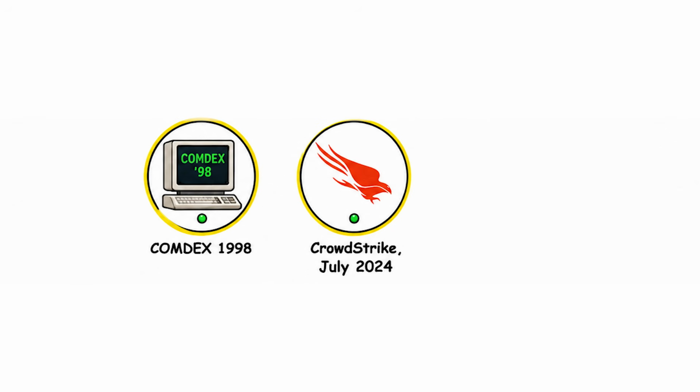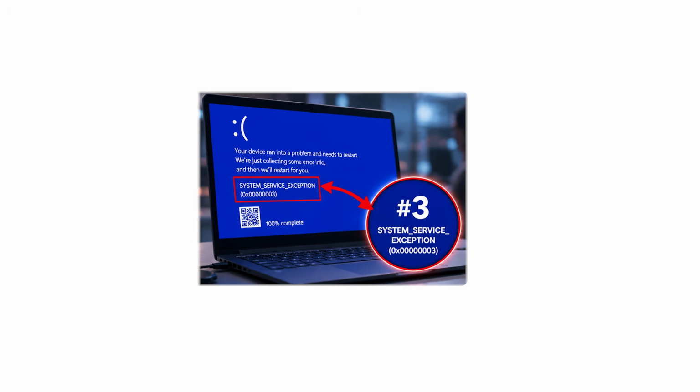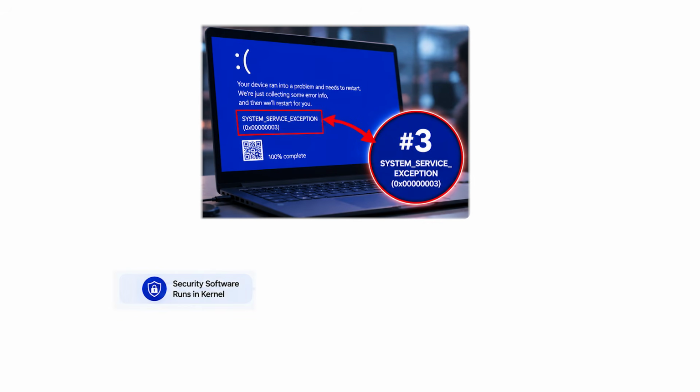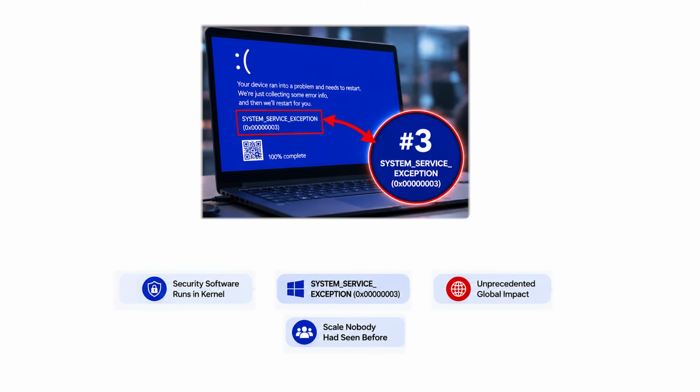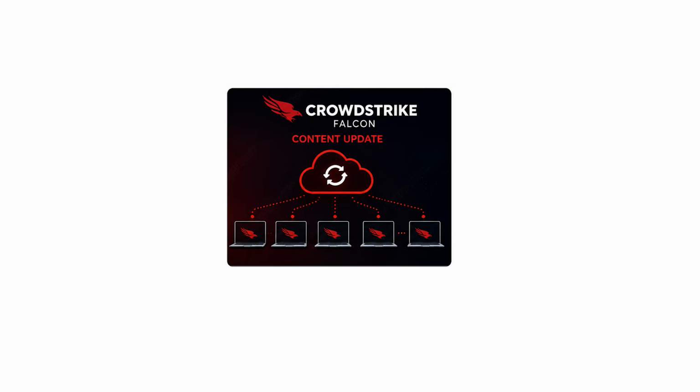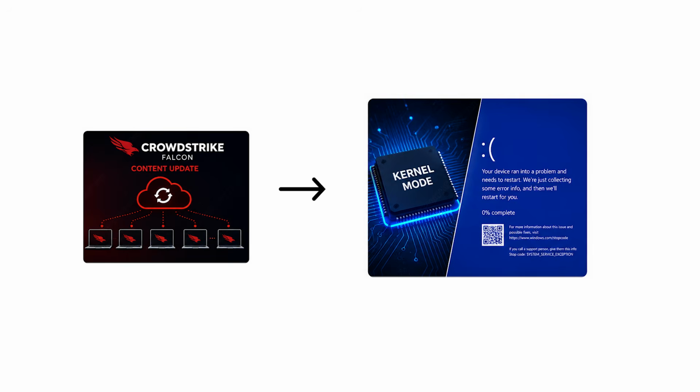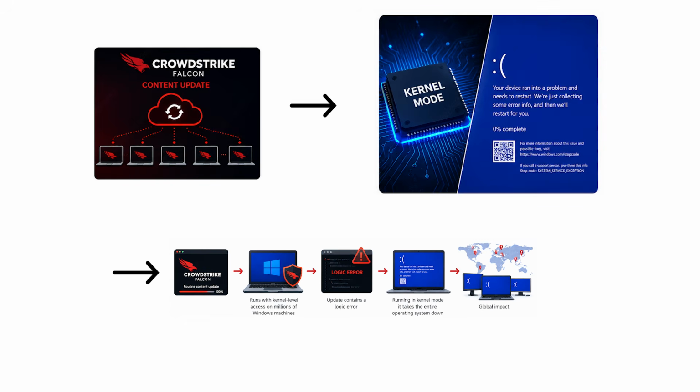CrowdStrike, July 2024. Remember system_service_exception, code number 3 on this list, the one caused by security software running deep in the kernel? This is that exact error at a scale nobody had ever seen before. On July 19, 2024, cybersecurity company CrowdStrike pushed a routine content update to their Falcon security software, which runs with kernel-level access on millions of Windows machines. The update contained a logic error, and because it was running in kernel mode, it didn't just crash an app, it took the entire operating system down with it.